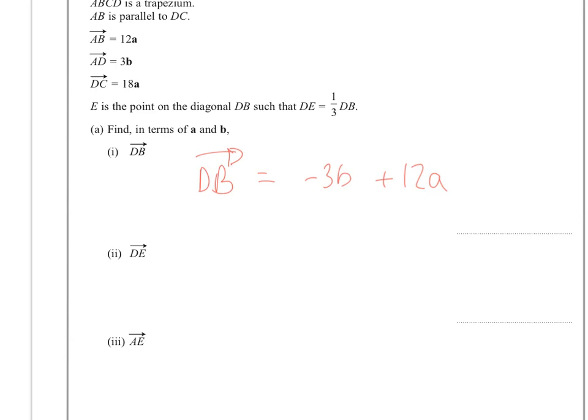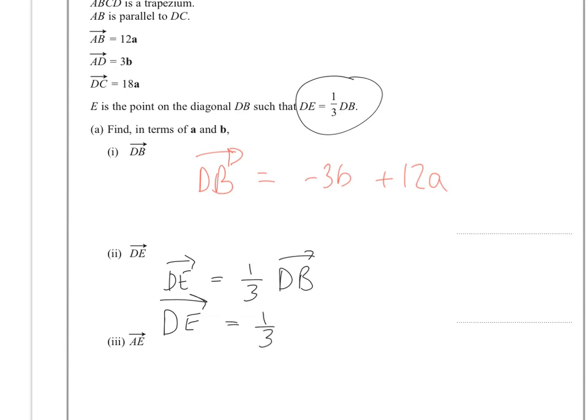Part 2, d to e. Well, if d to e is a third of d to b, then I've calculated already d to b. So d to e is going to equal a third of what I calculated d to b being, minus 3b plus 12a. Multiplying that out, d to e is going to be minus b plus 4a. A third of 3, 1; a third of 12, 4; so minus b plus 4a.